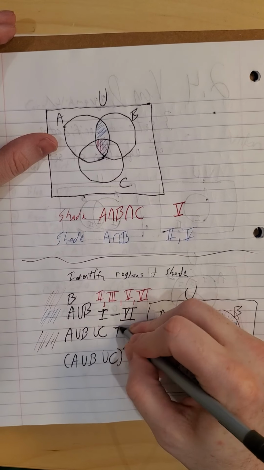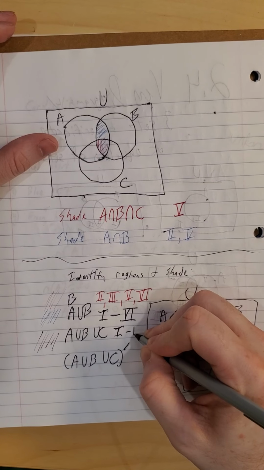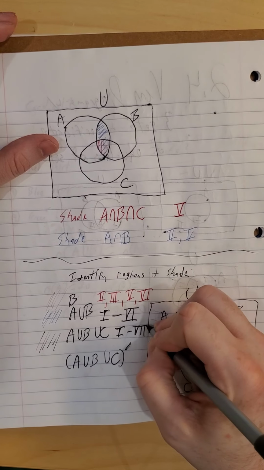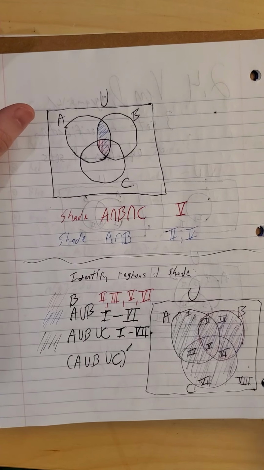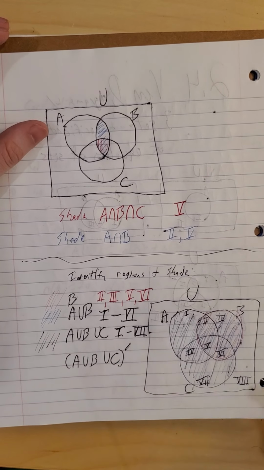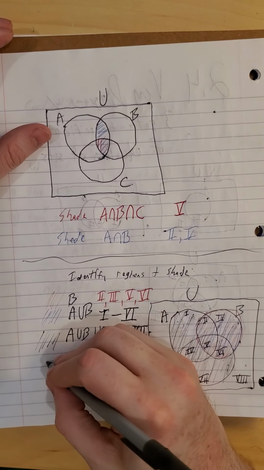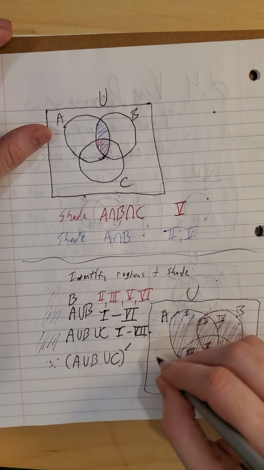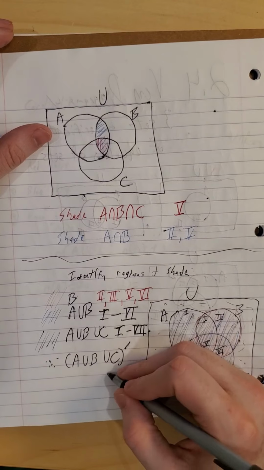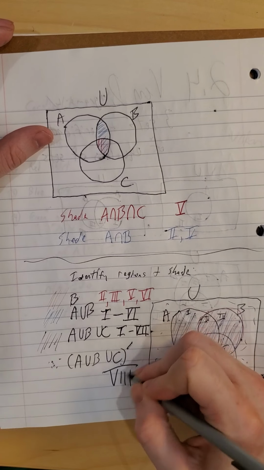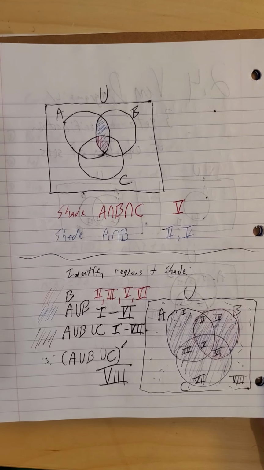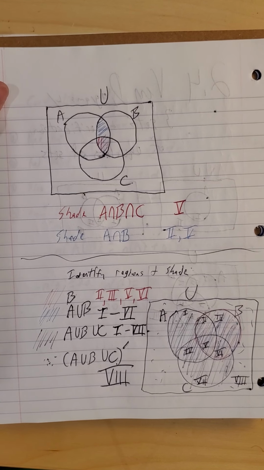So this would be region 1 through region 7. So then the complement would be everything except region 1 through 7. So that one, I'll just do dots for that. That would be region 8. So region 8 only for the complement of A or B or C.